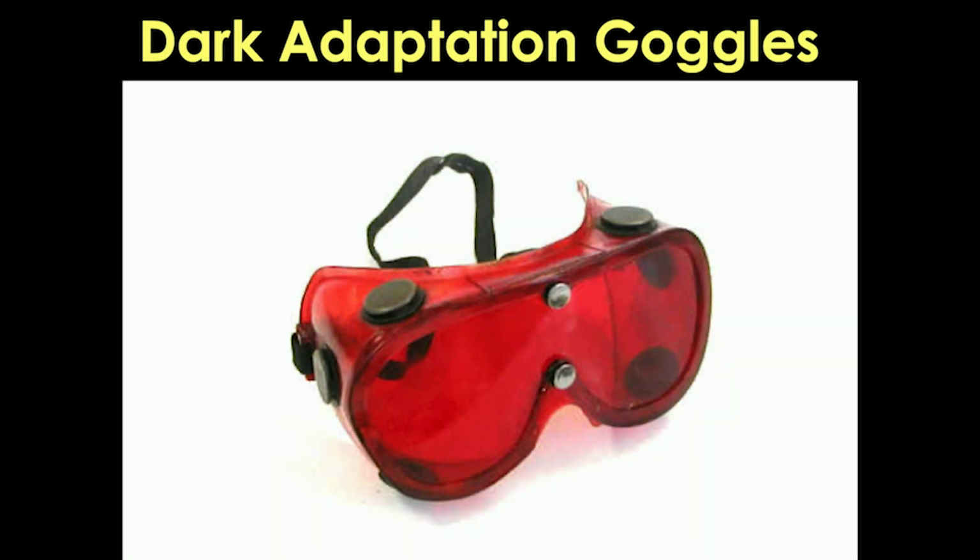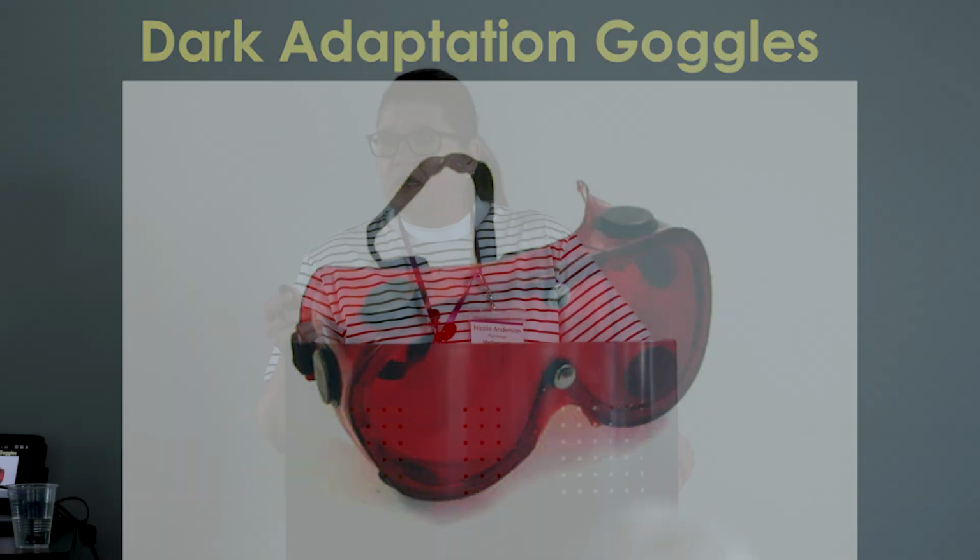So the first type of product are dark adaptation goggles. So these are goggles or glasses that have red tinted lenses. And the logic is that if you wear them for about half an hour, and then you go into a dark environment and take the goggles off, then your eyes don't need to adjust to being in the dark. You're fully dark adapted once you've walked into the dark.